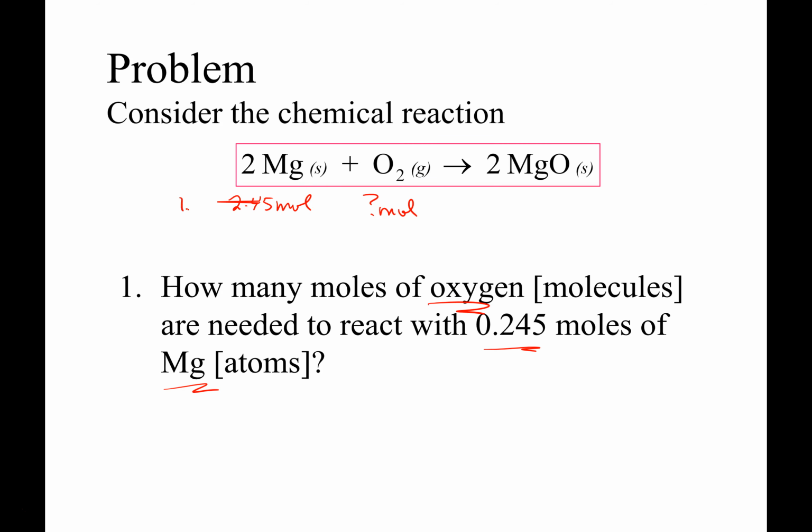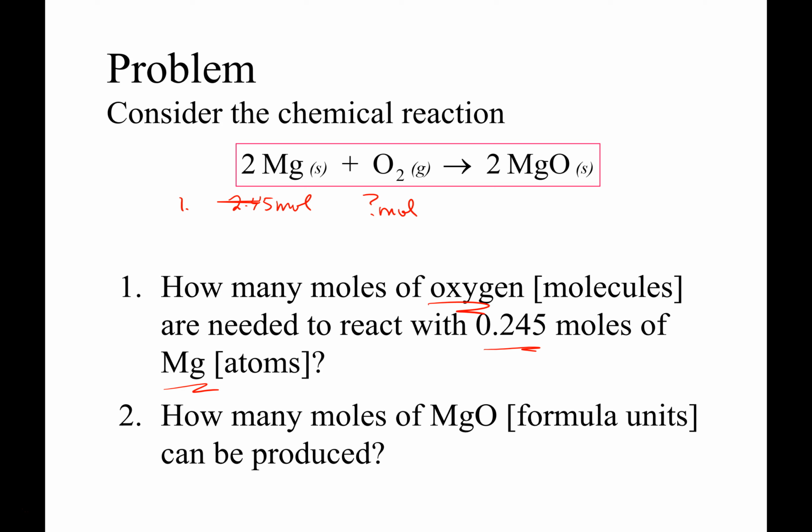The second problem is this. How many moles of magnesium oxide, so question mark moles of magnesium oxide, can be produced? Actually it's understood, it's poorly written on this slide, understood that we have 0.245 moles of magnesium and sufficient oxygen. So I'm going to go ahead and put, goodness, 0.245, my bad. Final answer. And that will be our second question.